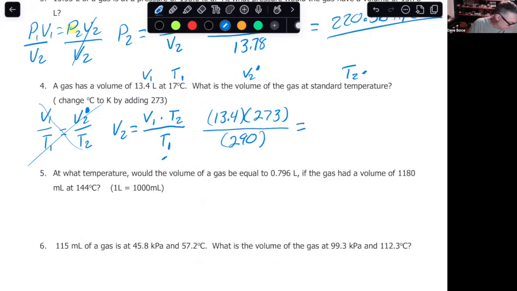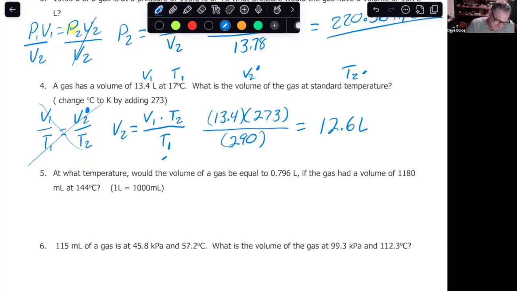Let me show you what happened with this one. So the answer for this one, again, I'm just going to go ahead and give you the answer, and that comes out to 12.6 liters. Now, when I was first writing out this answer key, I looked at volume and temperature. This is a direct relationship. So if one goes up, the other goes up. If one goes down, the other goes down. They do the same thing.